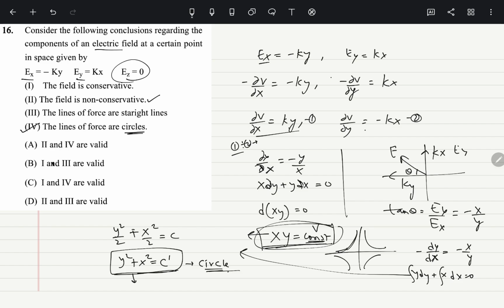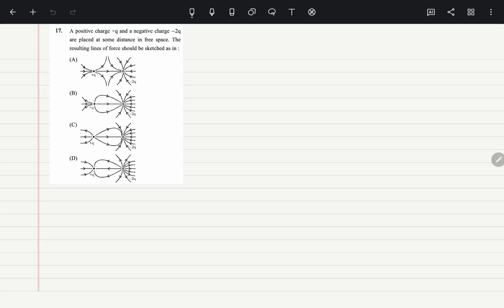Okay, so that's how it is. I hope you understood this one. So second and fourth are correct. That means option A is correct. Let's move to the next question.